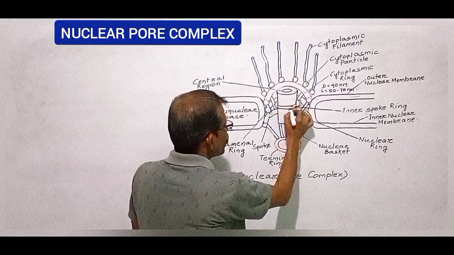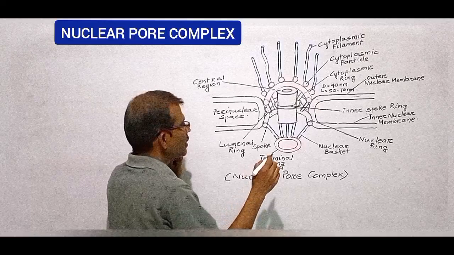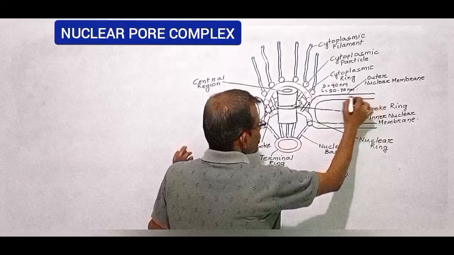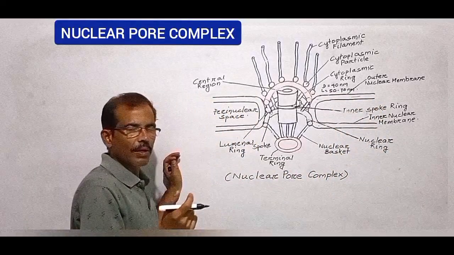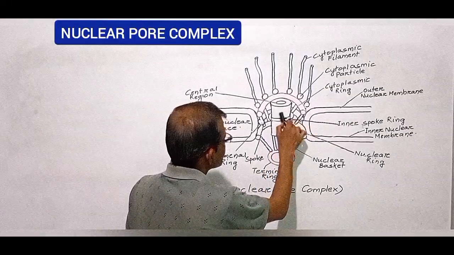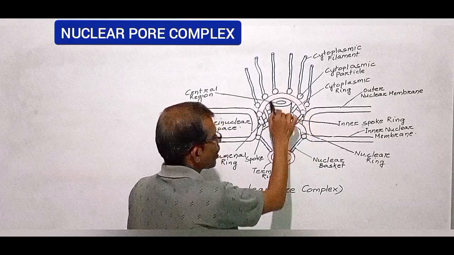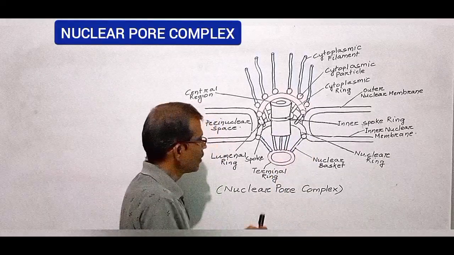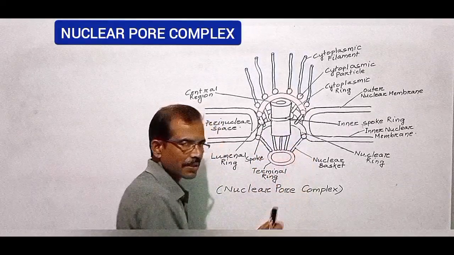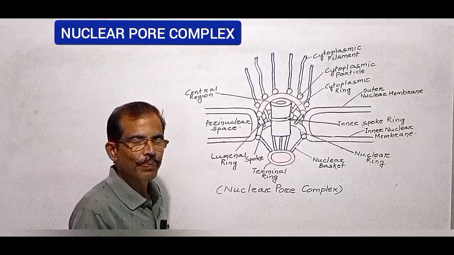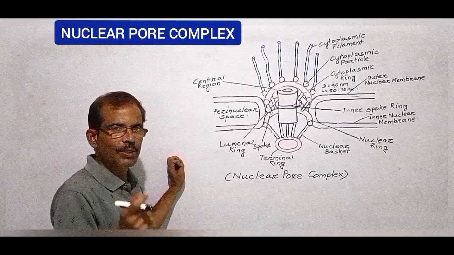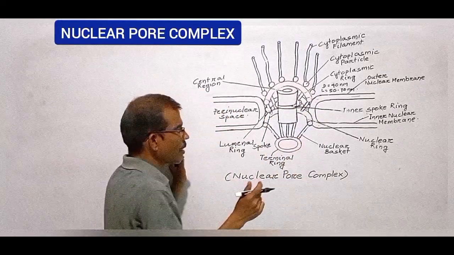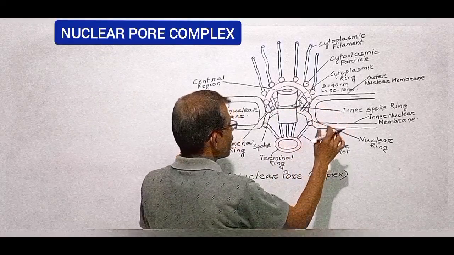The spoke ring, which is present in the middle, is intimately associated with the pore membrane linking the outer and the inner nuclear membrane. The spoke ring is flanked by cytoplasmic ring on outer side and by the nuclear ring on the inner side. The nuclear ring is anchored to the nuclear lamina. In addition, there is a less prominent luminal ring that surrounds the pore membrane in the nuclear envelope lumen.